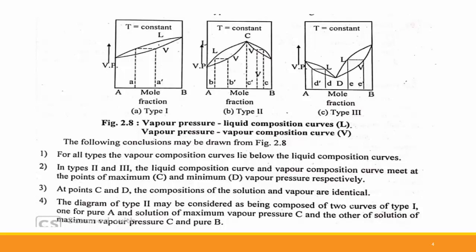The diagram of type 2 may be considered as being composed of two curves of the first type. You are getting my point? Whether it is type 2 or type 3, we can see a combination of type 1 curves, where type 1 has only one liquid composition and vapor composition curve. In type 2, it is composed of two curves of type 1: one of pure component A and the solution of maximum pressure C, and the other of the solution of maximum pressure C and pure component B. This means that in type 2 we consider pure component A and pure component B, and both meet at point C.